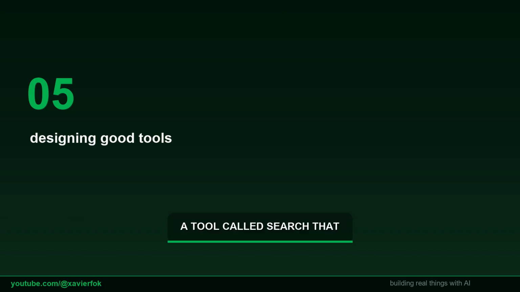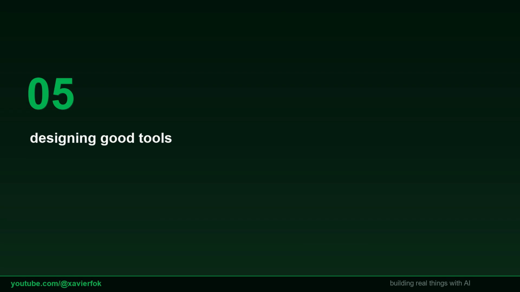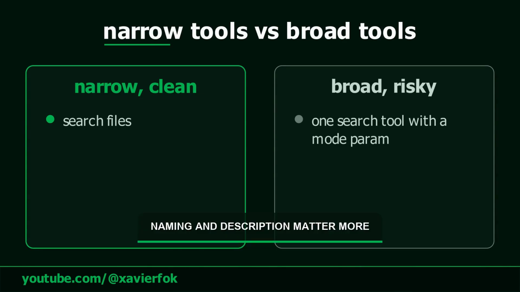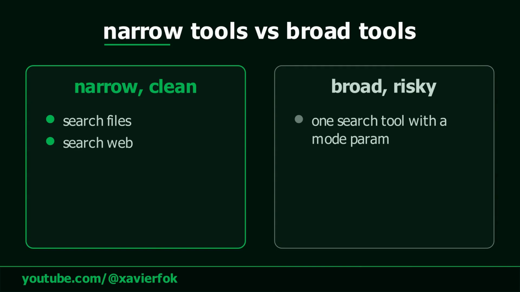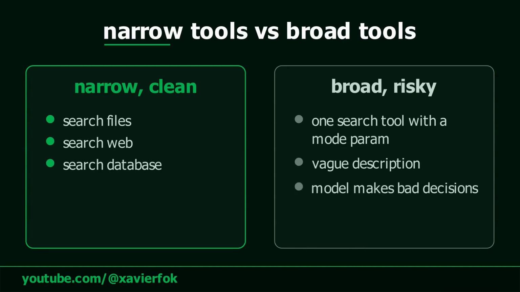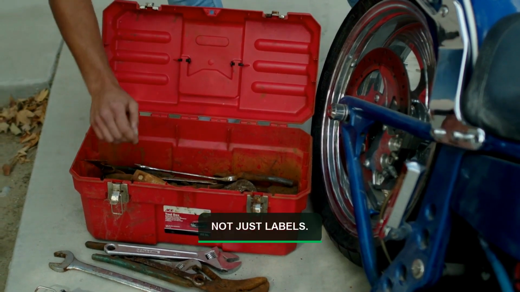A tool called search that searches files or the web or your database depending on a mode parameter is a disaster. 3 tools called search files, search web, and search database are clean and predictable. Naming and description matter more than you probably expect. I have seen agents dramatically improve just from rewriting tool descriptions to be more precise. The model is reading those descriptions to make decisions. Treat them like instructions, not just labels.